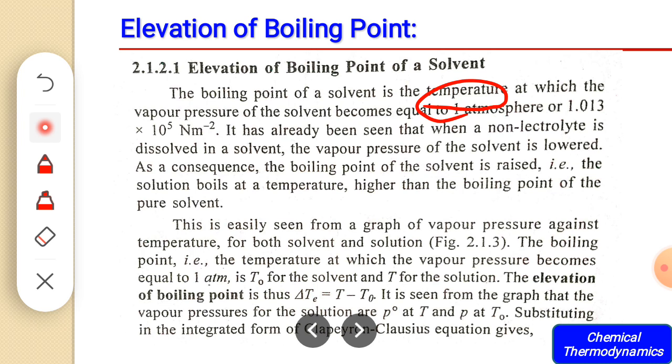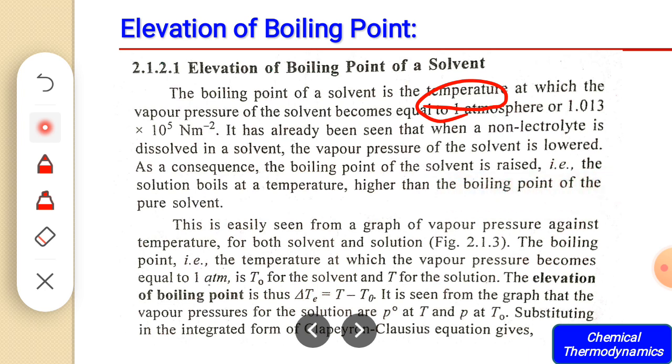that temperature is simply called the boiling point. It is also observed that when a non-electrolyte solute is dissolved in a solvent, the vapor pressure of the solvent is lowered or decreased, and hence the boiling point of the solution is raised or increased. Hence the conclusion is that the solution boils always at a higher temperature than that of the pure solvent. So the boiling point of a solution is always greater than that of the pure solvent.